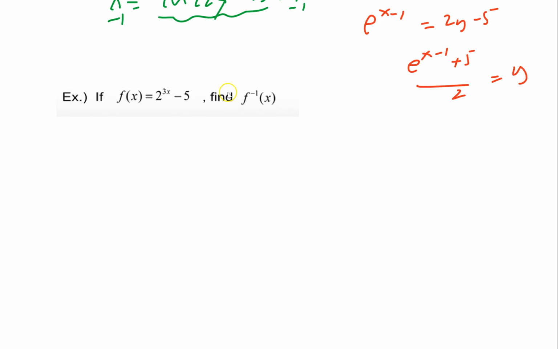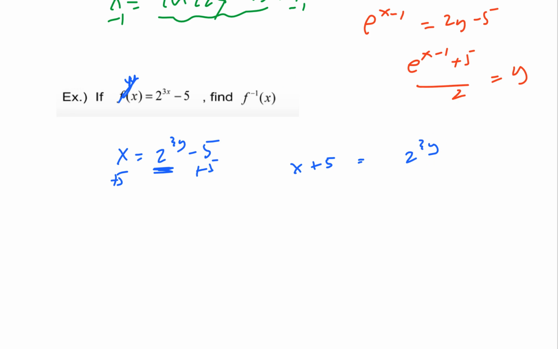Right here, exact same thing. Here's my y, here's an x, switch them. I don't know why that y looks so funky. x equals 2 to the 3y minus 5. Again, let's solve for y. You have to isolate it, so let's get this by itself. Add 5 to both sides. You get x plus 5 equals 2 to the 3y.